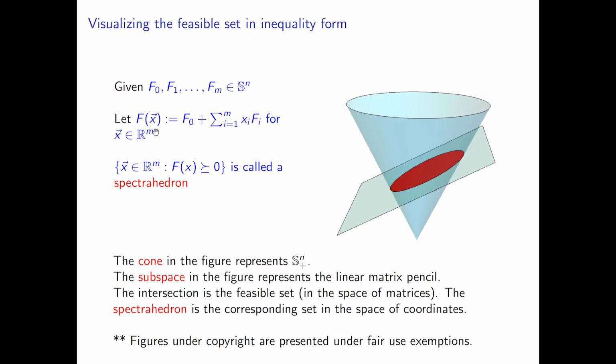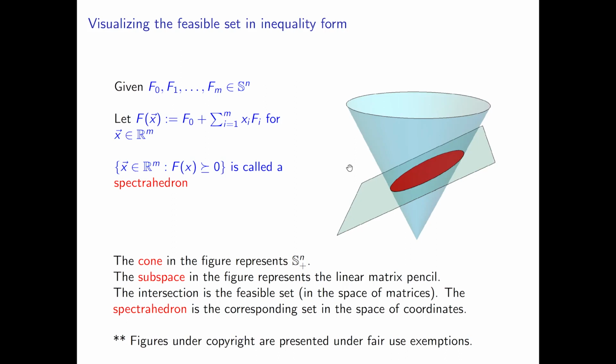Now, what it means to satisfy the linear matrix inequality is basically to be inside the red set, because the red set is the intersection of the linear matrix pencil with the cone of positive semi-definite matrices. And with the way we define the program, we are looking at those values of the coefficients x1 through xm for which you lie inside the intersection. But it's clear that the coefficients are in one-to-one correspondence with points inside the intersection. So it doesn't matter whether you think of it in terms of the intersection itself or in terms of the coefficients that define a particular point inside the intersection.